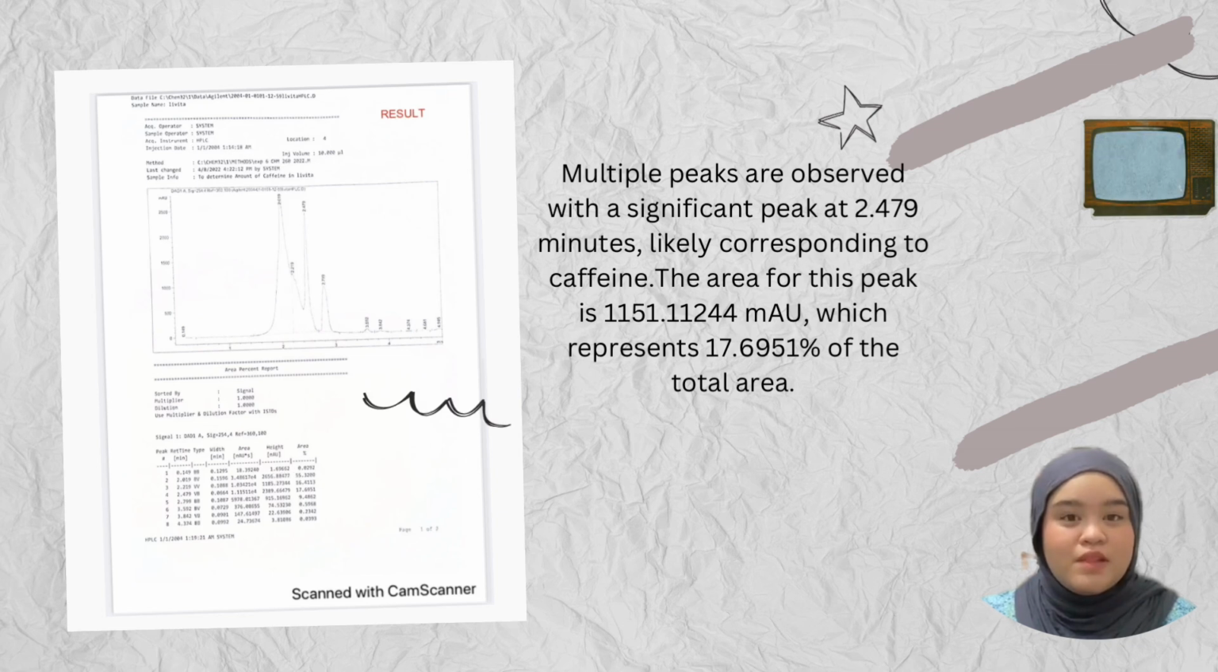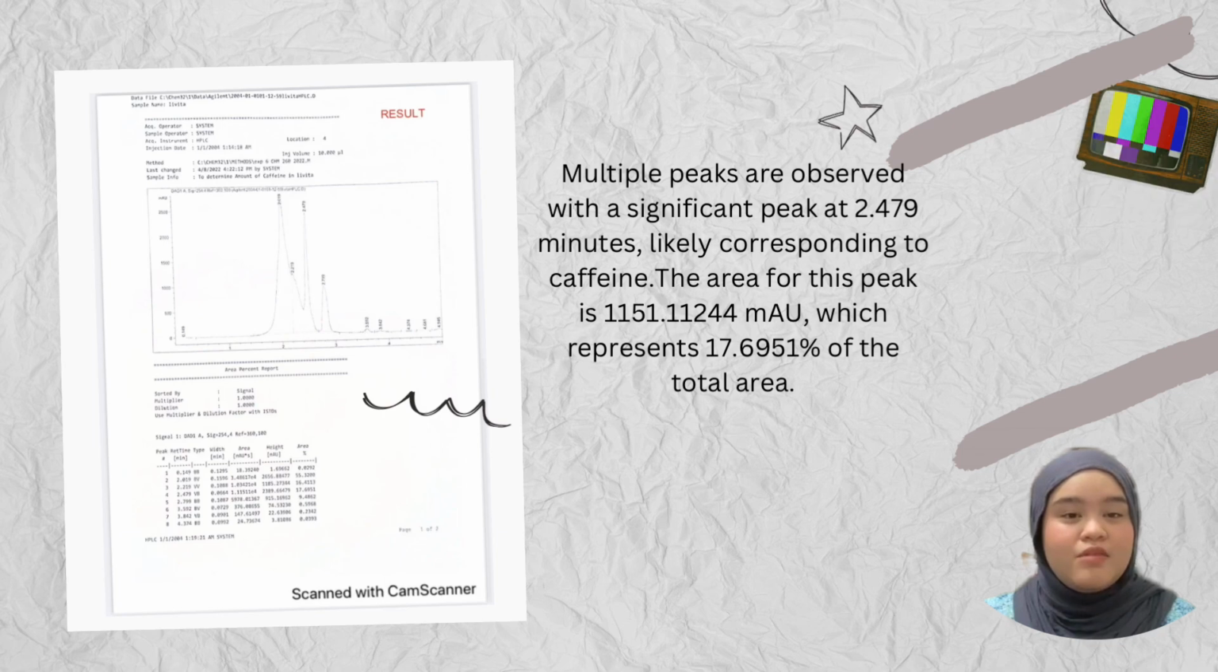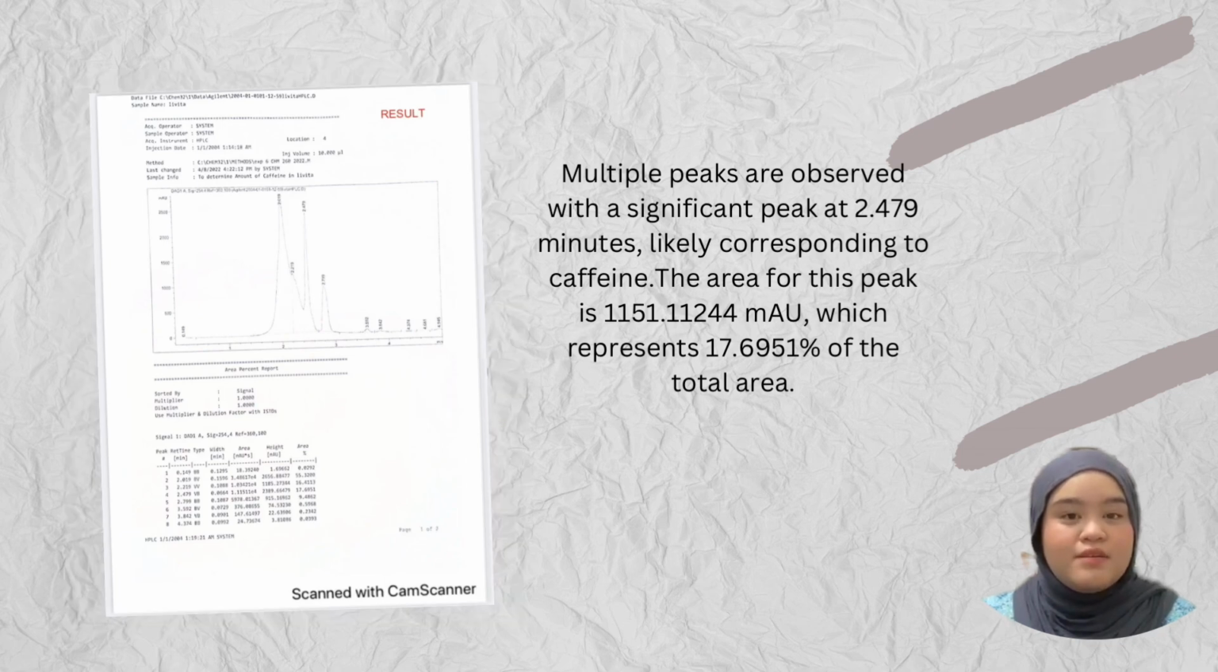We move on to the Levita sample. We can see that multiple peaks are observed with a significant peak at 2.479 minutes, likely corresponding to caffeine. The area for this peak is 1151.1124 mAU, which represents 17.6951% of the total area. Other peaks suggest the presence of additional compounds, possibly other ingredients, in the Levita drink.